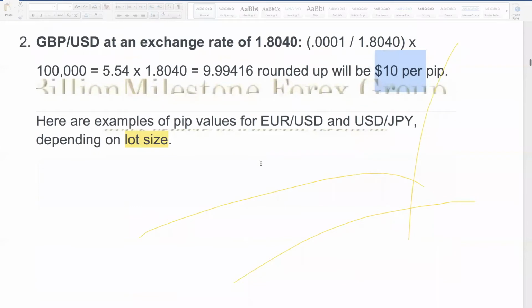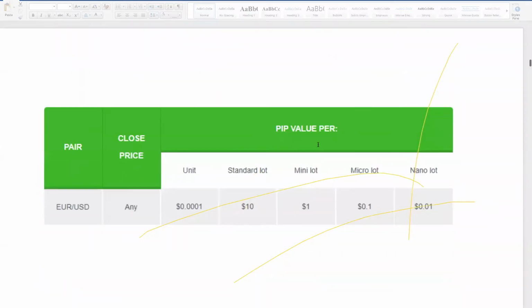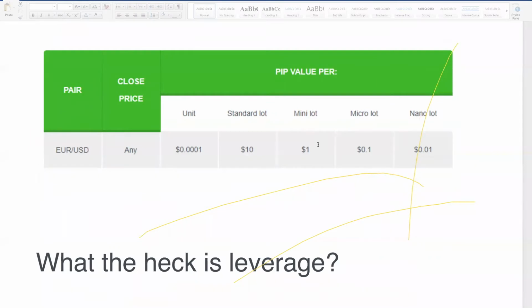Here are examples of pip value for EUR USD, depending on the lot size. As you can see, there is an example. EUR USD, close price, any price, units 0.001, and you are using this one. 0.001 goes to 100,000 units, standard lot times 10. So it means pay one lot. If you are trading in USD, you get $10. Mini lot, you get $1. Micro lot, you get 10 cents. Nano lot, you get 1 cent per pip.